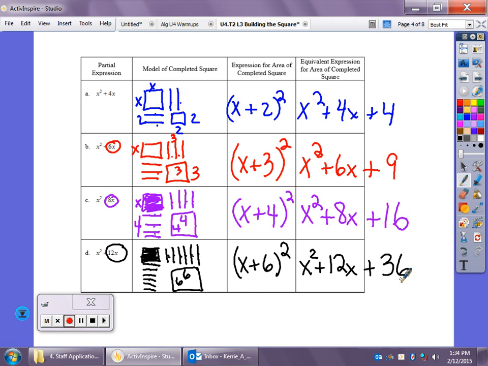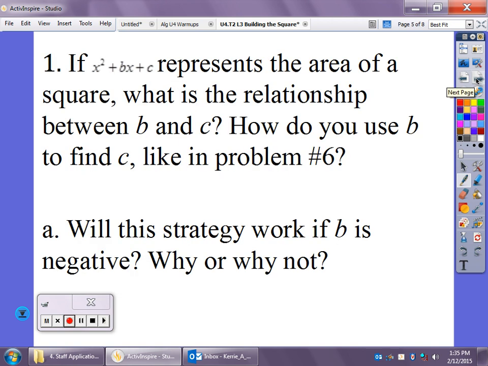Now, the drawing is a good way to figure this out, to visually see it. But you can see as this middle term gets larger and larger, it gets a little bit more tedious. So we want to start looking for patterns or maybe shortcuts to make it easier. Okay? So if x squared plus bx plus c represents the area of a square, what is the relationship between b and c? How to use b to find c? So I want you to think it through. Let's go back to the picture in a second.